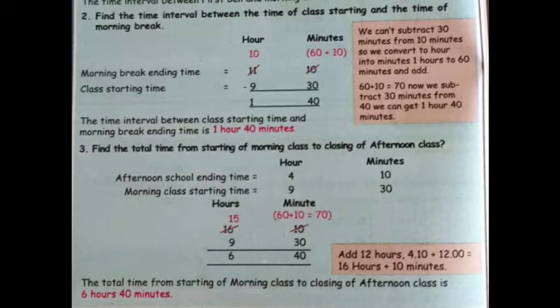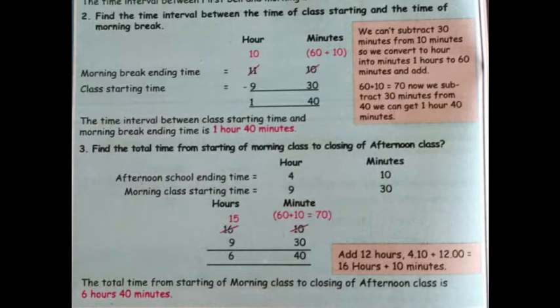Okay, so here the time is mentioned. In that we cannot subtract 30 minutes from 10 minutes. So what do we have to do? We have to regroup. Okay, what we have learned in our earlier classes. So we have to regroup minutes. How do we have to regroup minutes?